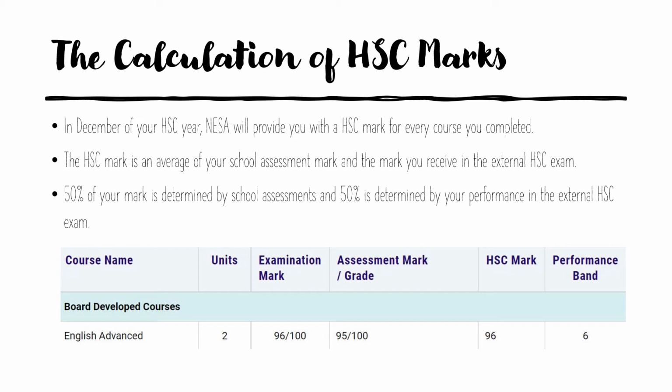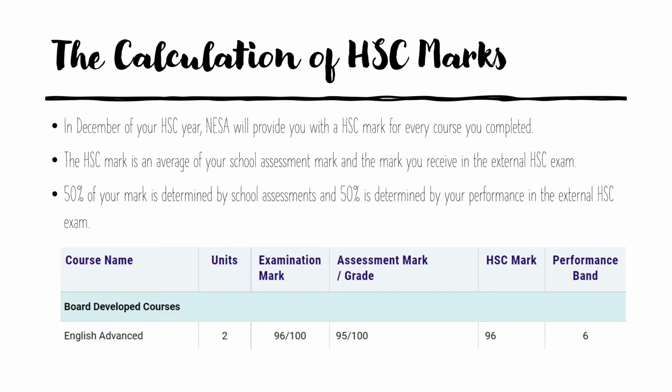In December of your HSC year, NESA will provide you with a HSC mark for every course that you've completed, and the HSC mark is an average of your school assessment mark and the mark you receive in the external HSC exam. So 50% of your mark is therefore determined by school assessments and 50% is determined by your performance in the external HSC exam.